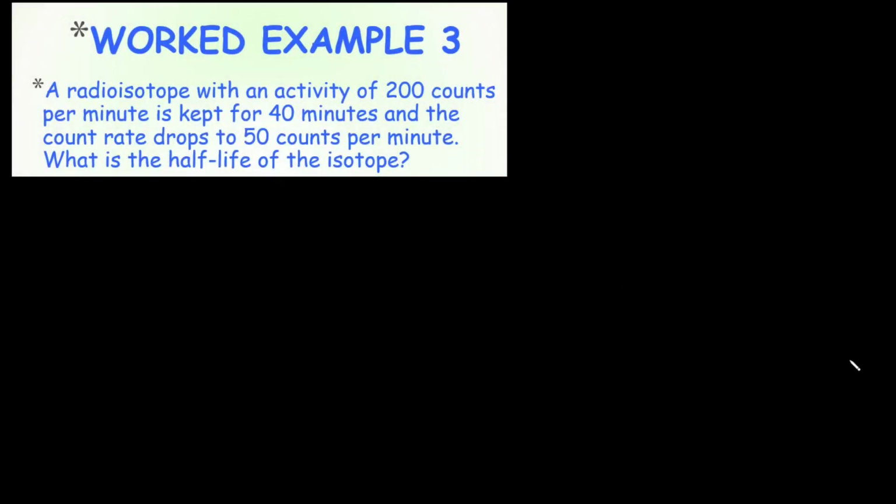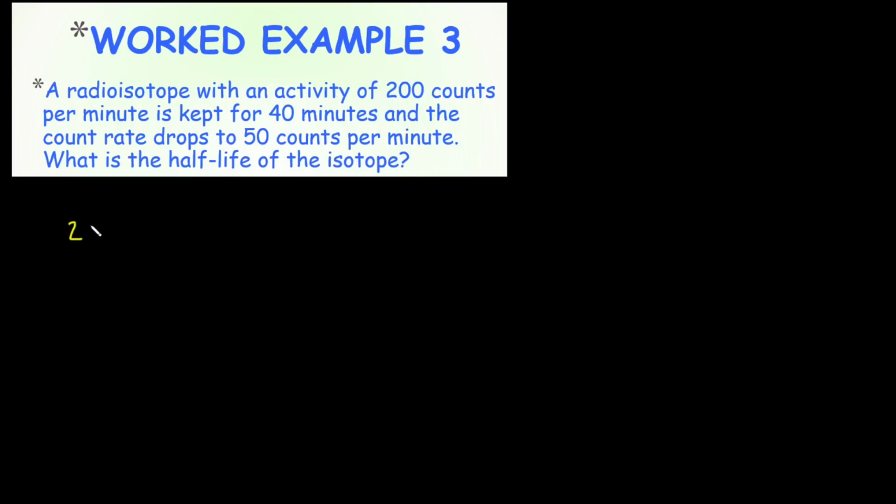Let's look at our third and final example here, just doing it the opposite way around. This time we're not asked to calculate how much is left after a time period, we've been asked to calculate what is the actual half-life. So we've got a radioactive isotope with an activity of 200 counts per minute. It's kept for 40 minutes and the count rate drops to 50 counts per minute. What is the half-life of this isotope?